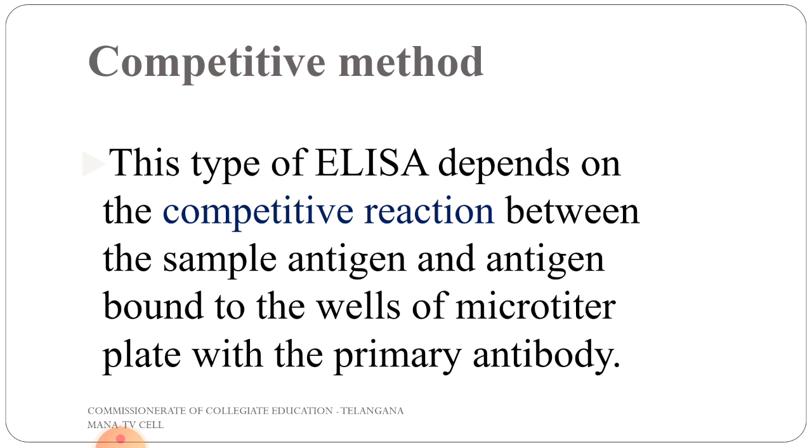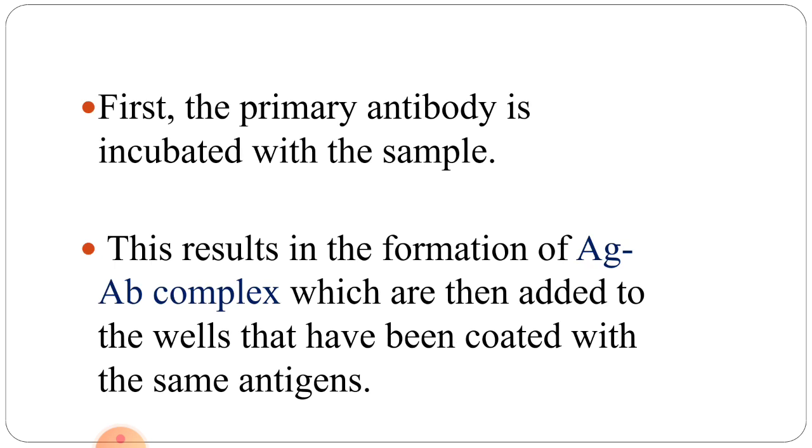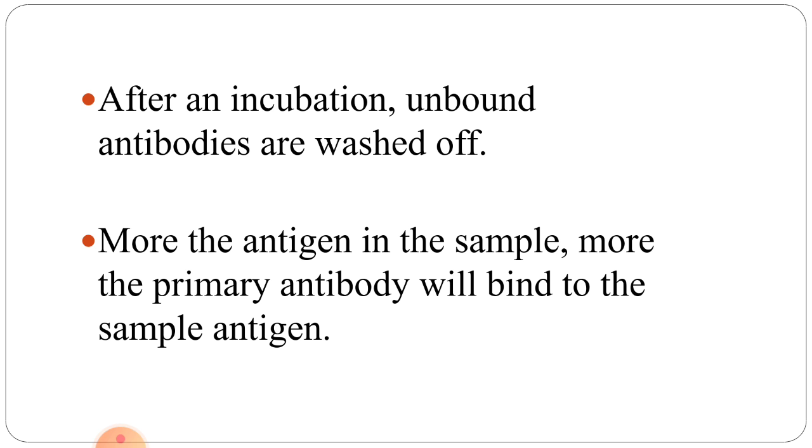The next method is the competitive method. This type of ELISA depends on the competitive reaction between the sample antigen and the antigen bound to the wells of the microtiter plate with the primary antibody. First, the primary antibody is incubated with the sample. This results in the formation of an antigen antibody complex, which is then added to the wells that have been coated with the same antigen. After an incubation, unbound antibodies are washed off.